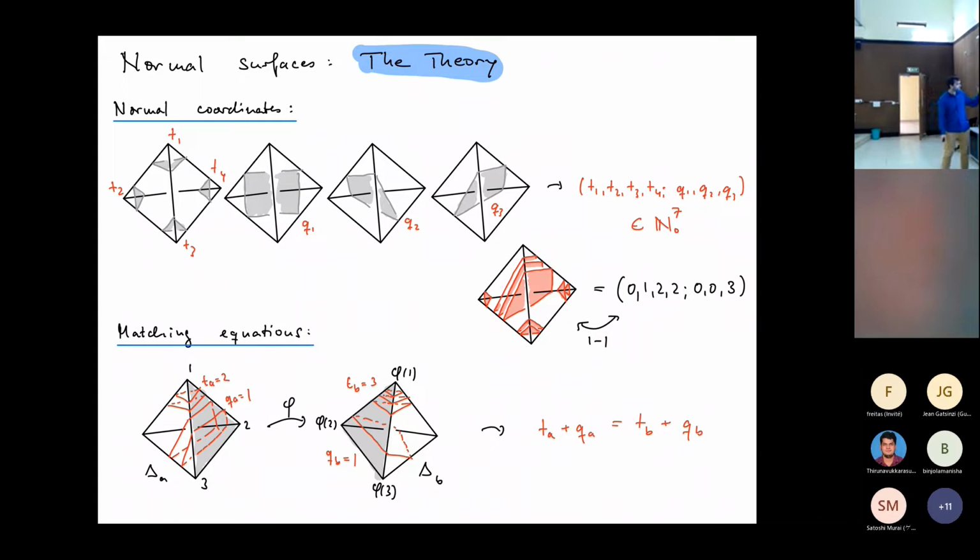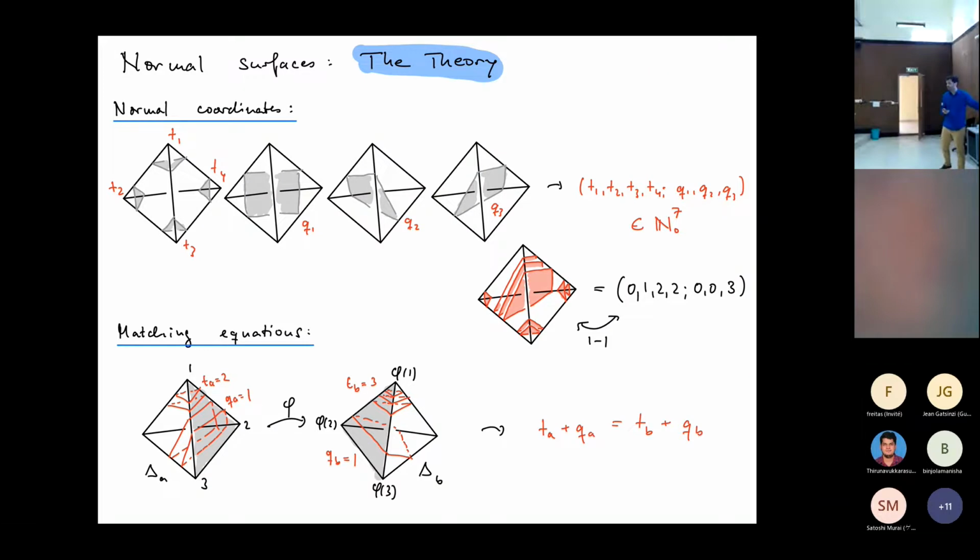Okay, so why is this useful? Well, because we have only 7 types of normal disks per tetrahedron, we can have 7 non-negative integers that describe how many parallel copies we have of every piece, right? Here in this example, we have 0, 1, 2, 2, 0, 0, 3, right? And this coordinate can be translated into this picture. You can see how the coordinates are in one-to-one correspondence with the picture. And of the last 3 coordinates that stand for the quads, 2 of them must be 0, right? Otherwise, it's not embedded.